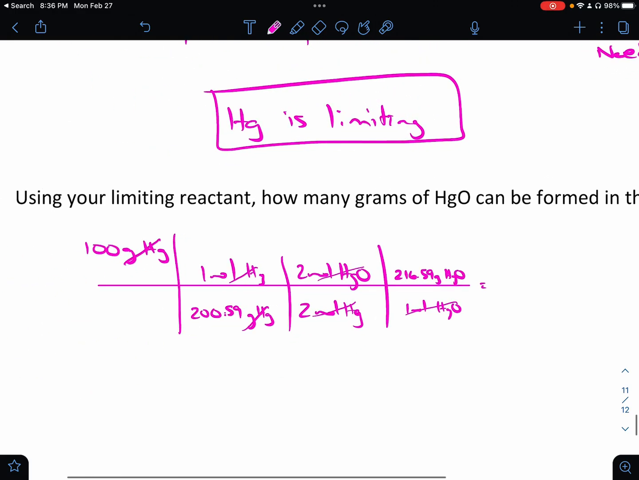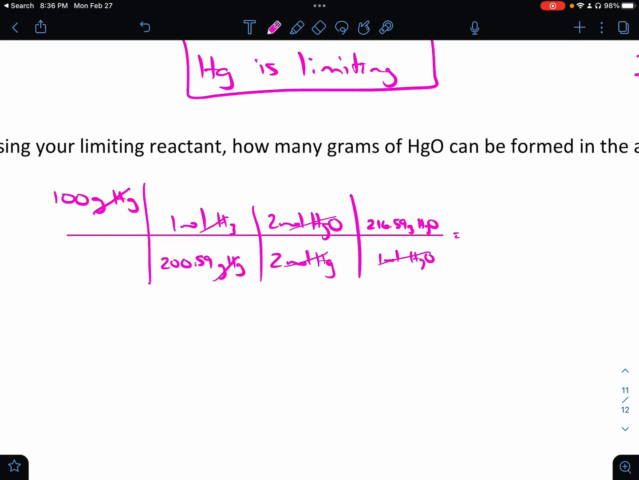So to calculate, 100 times 2, times 216.59, and then we're going to divide by 200.59, and then we're going to divide by 2. And again, we could just cancel the 2s right there because they are the same, but it is up to you. So let's do this: 100 times 216.59 divided by 200.59. Our answer is 107.98 grams of HgO formed, keeping 2 decimals.